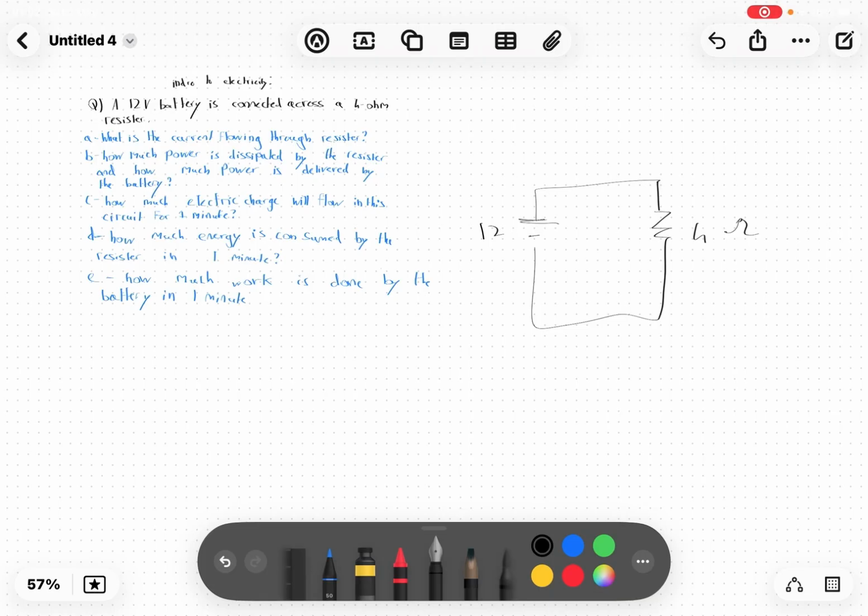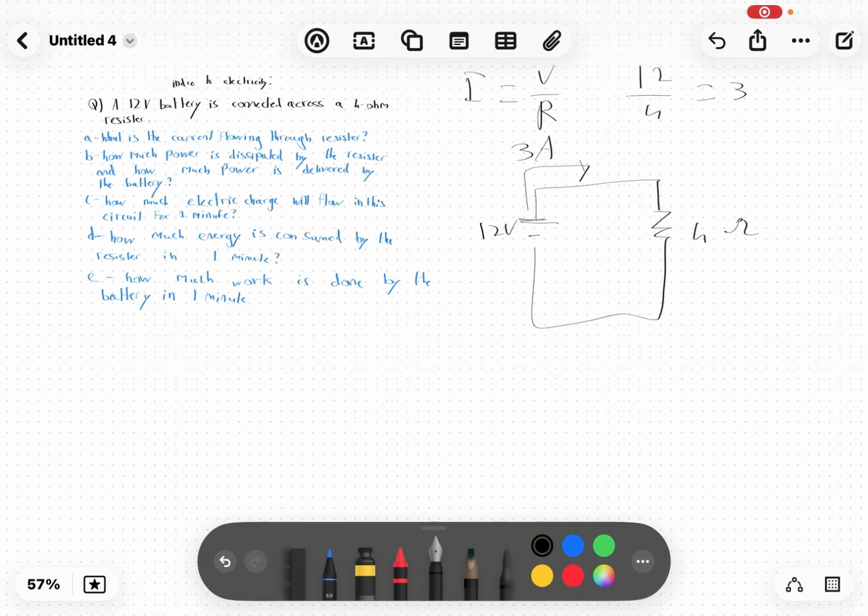What is the current flowing through the resistor? So we have to know the current, which is I equals V over R, so 12 divided by 4, which is equal to 3. So the current is 3 amps.